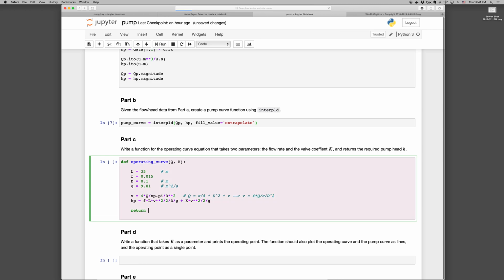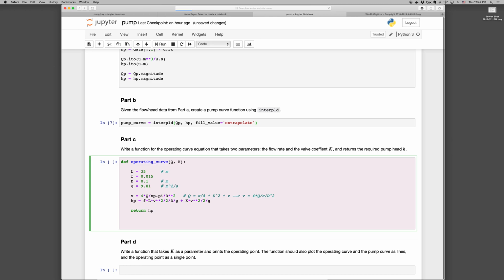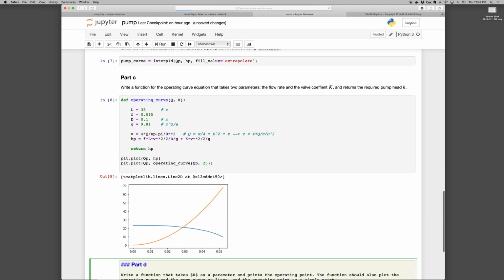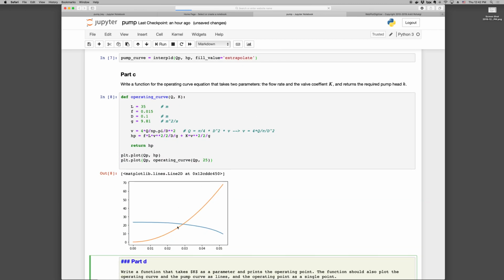And now we can plot these things. So we can go plt.plot. And we'll just use the data QP and HP, and we'll do QP and the operating curve with QP, and we'll let K be, I don't know, like 25. And then we plot that, and we can see we get an operating curve and a pump curve, and where they intersect, this is where the actual system will flow.